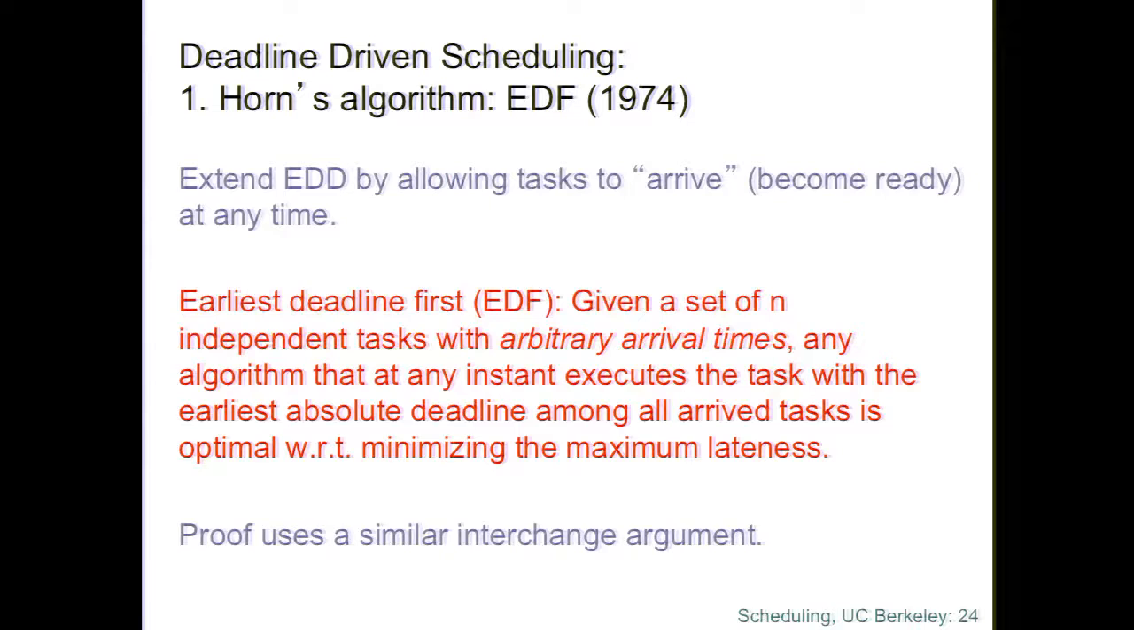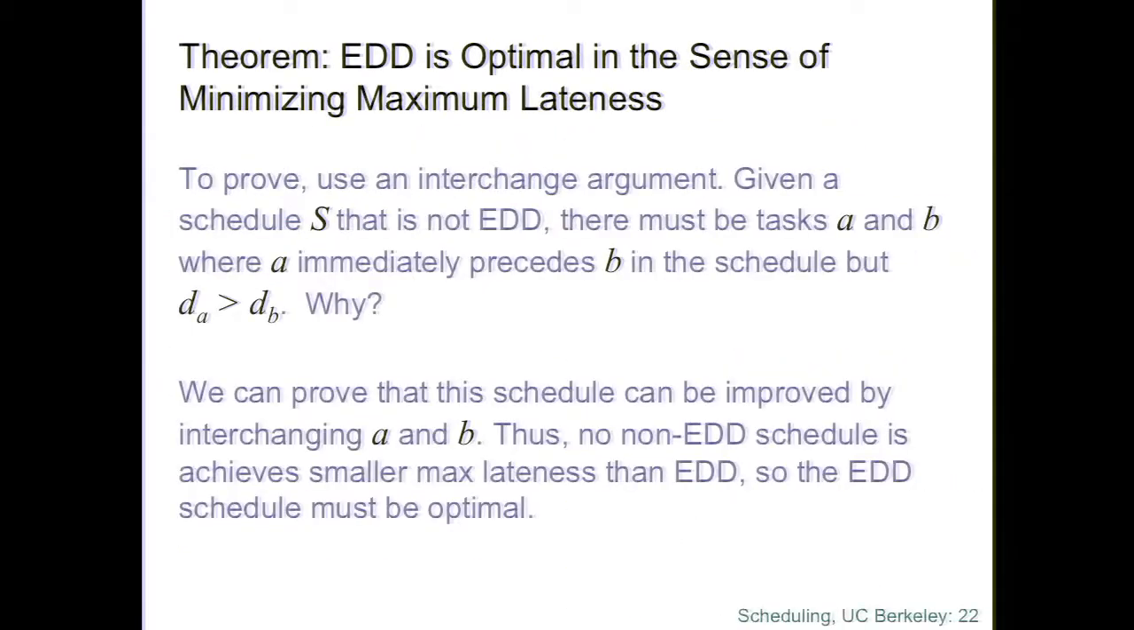1974. Horn comes along and extends this to something called earliest deadline first. So this is one year after Liu and Layland. Okay? Just to put this in perspective. So earliest deadline first says if you're given a set of n independent tasks with arbitrary arrival times. Oh, remember that I said you need to understand with any theorem what the assumptions are, right?